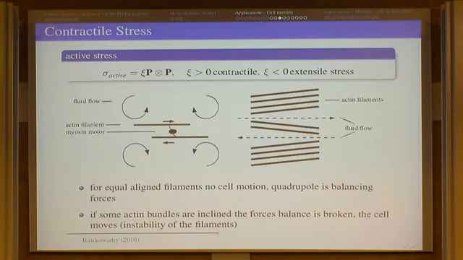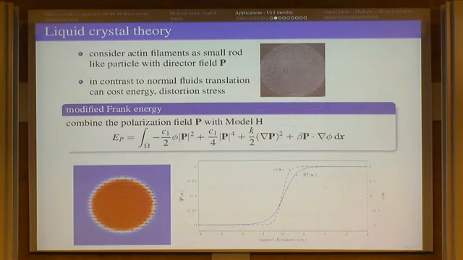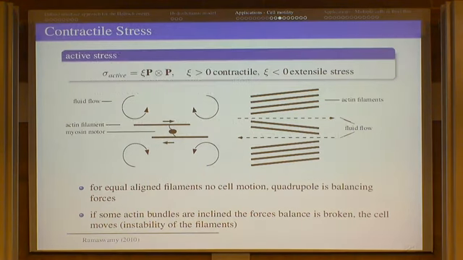And this was the model for the director field P, for the polarization field P, and we now add an active stress to our model. This is then included in the Navier-Stokes equation, and this active stress causes the instability. This is described by these terms, and here are some cartoons.